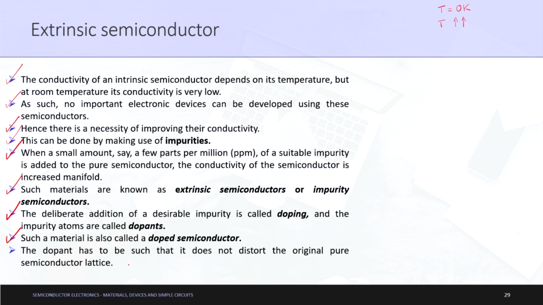The dopant has to be such that it does not distort the original pure semiconductor lattice. Okay. That basically means that the impurity should be such that if it is having a tetrahedral structure, the tetrahedral structure should not be changed to, let us say, a polygonal shape, or deviate from its original position. It should not distort the original semiconductor lattice. Okay. So, let me stop the discussion of extrinsic semiconductor here.